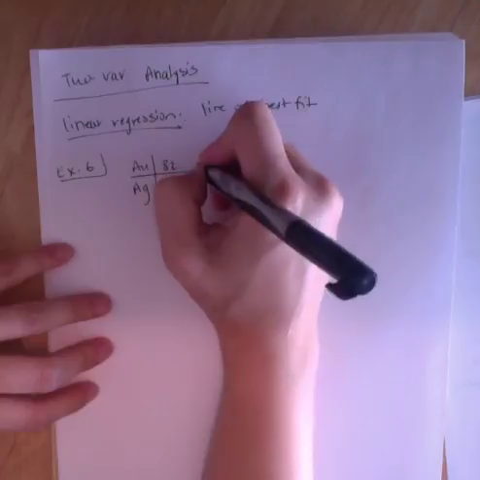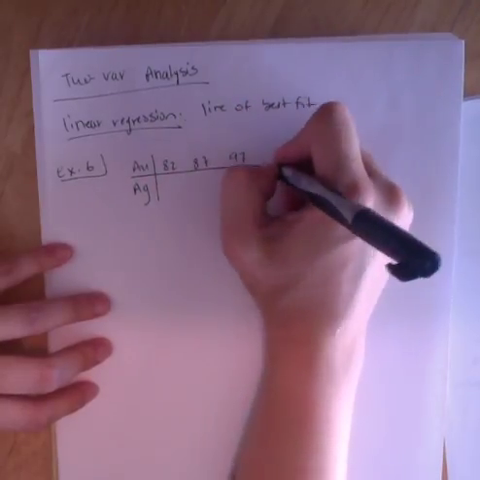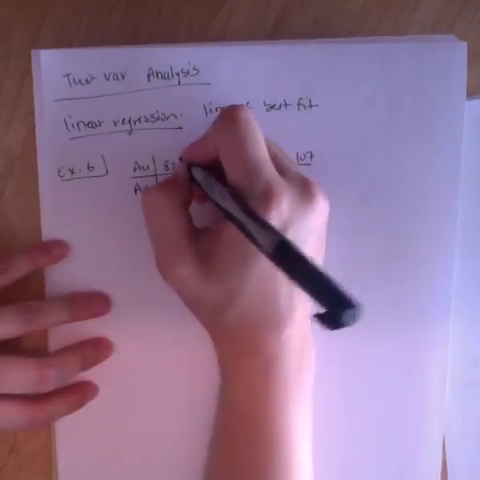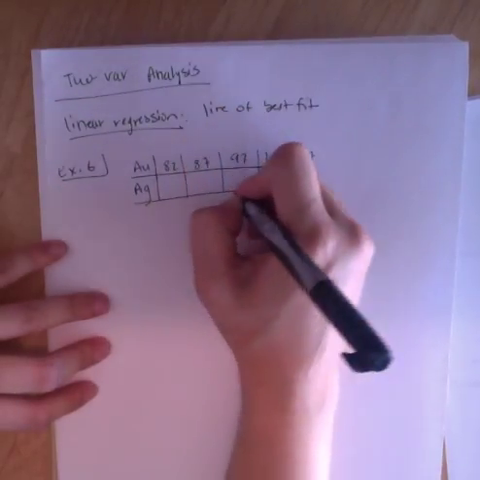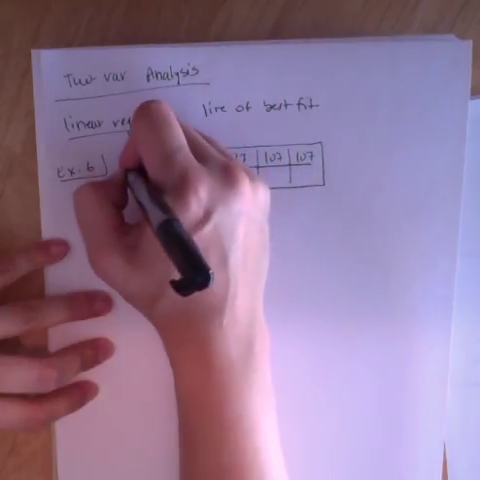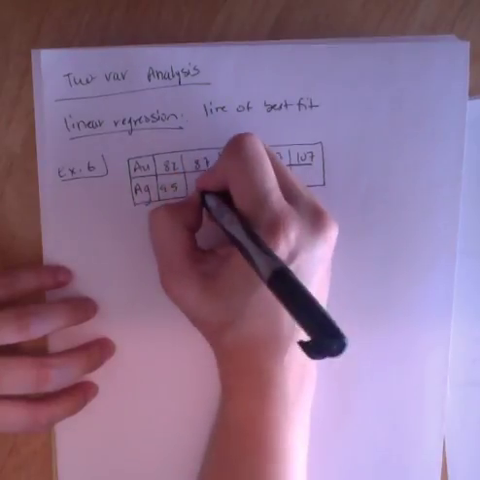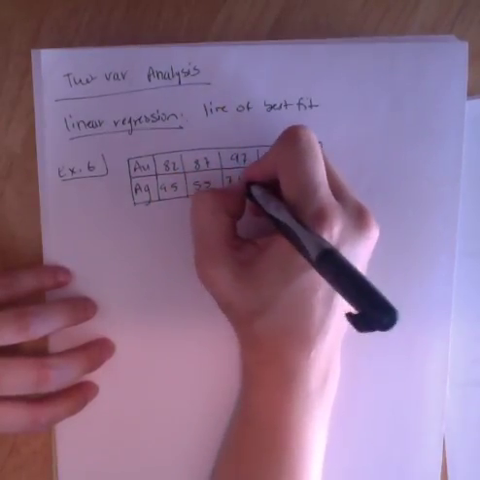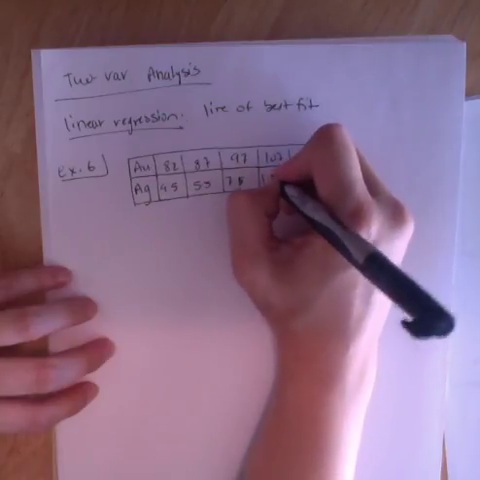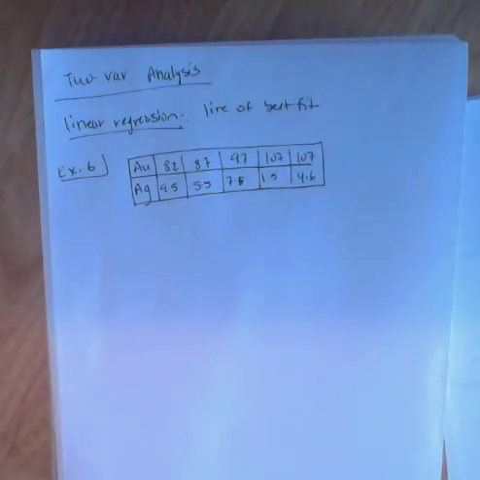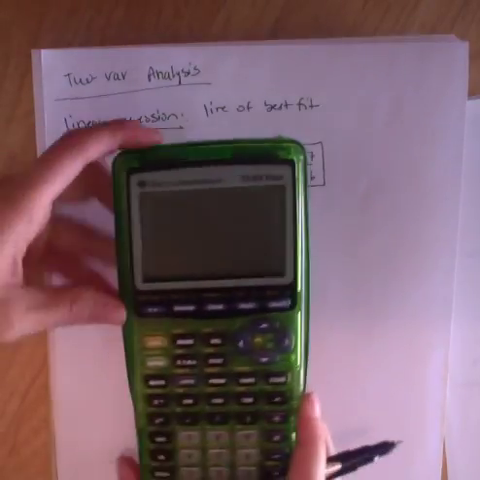Okay, we'll have 82, 87, 97, 107, and 107. And silver will have 9.5, 5.5, 7.5, 1.5, and 4.6. And your book will give you the graph. I'm not going to draw the graph now. And it will be asking you to find the line of best fit. Okay, so this we're going to do on the calculator. So I'm going to show you.